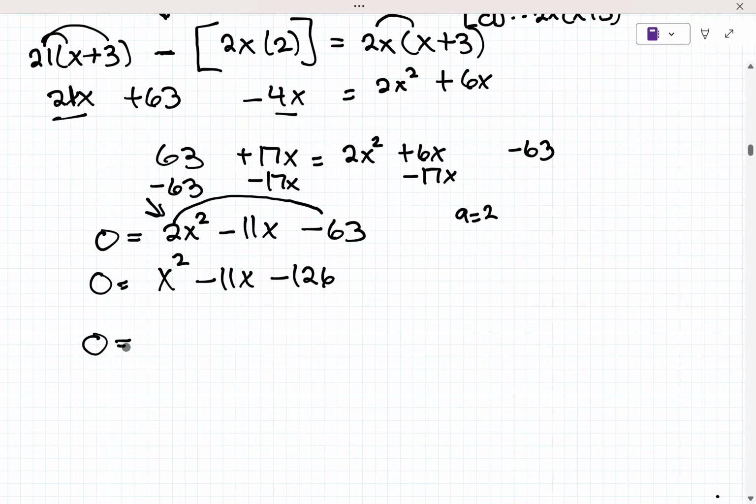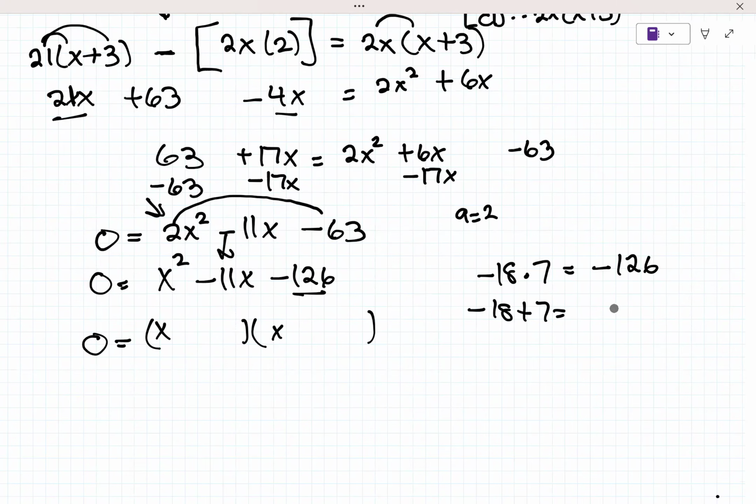Okay, and then continue. So this is going to be parentheses. We're going to do simple factoring. So what two numbers multiply to negative 126 and give you negative 11? I believe it would be negative 18 and 7. You might have to think about it a while, because that's what I did. I did have to think about it. So let's see. Does negative 18 times 7 give you negative 126? Yes. Does negative 18 plus 7 give you negative 11? Yes. So it's going to be negative 18 plus 7.